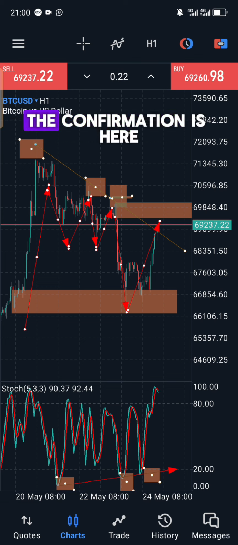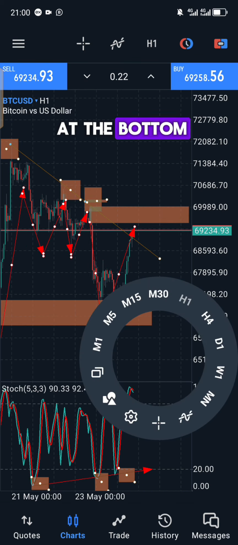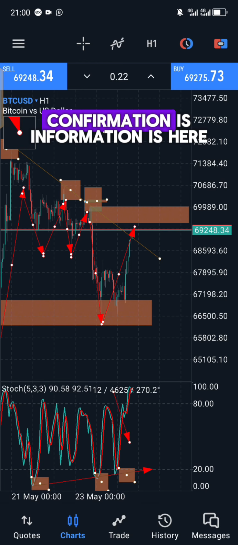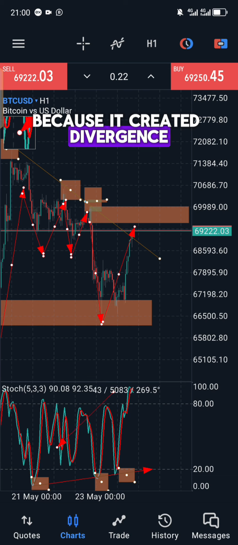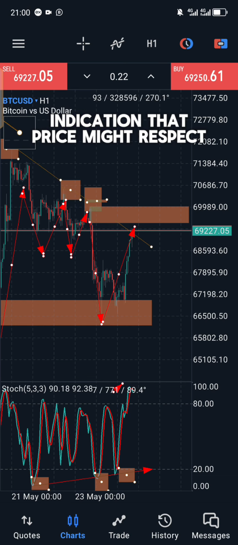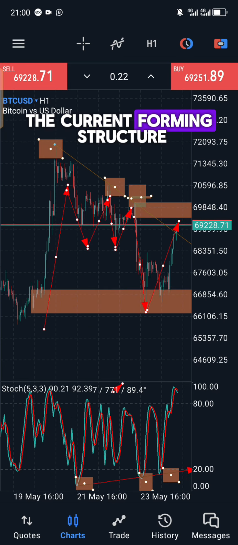The confirmation is here on the stochastic oscillator at the bottom. Your confirmation is right here. This is where your confirmation is. Confirmation is here because it created divergence. When there's divergence in the market, you have a clear indication that price might respect the current forming structure.